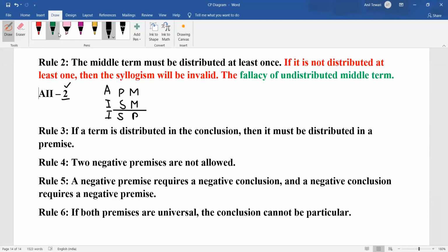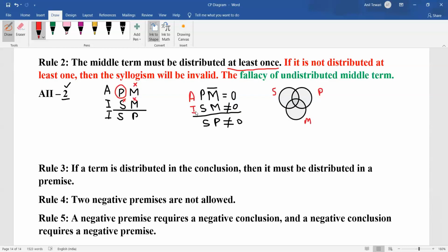You know A proposition distributes its subject term. I does not distribute any term. So here you see the middle is not distributed. Similarly, I does not distribute any terms. Nothing is distributed in I. The middle term is not distributed anytime. The second rule requires that the middle term should be distributed at least once. And you can easily see that this is not a valid argument by using a Venn diagram.